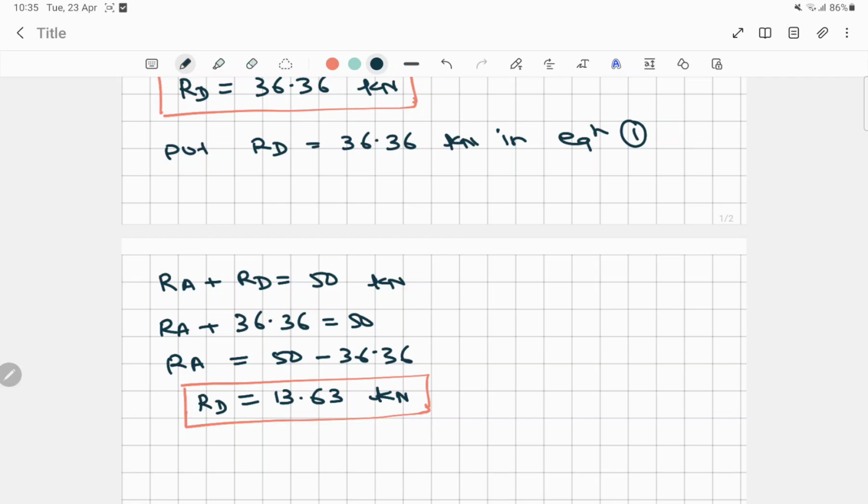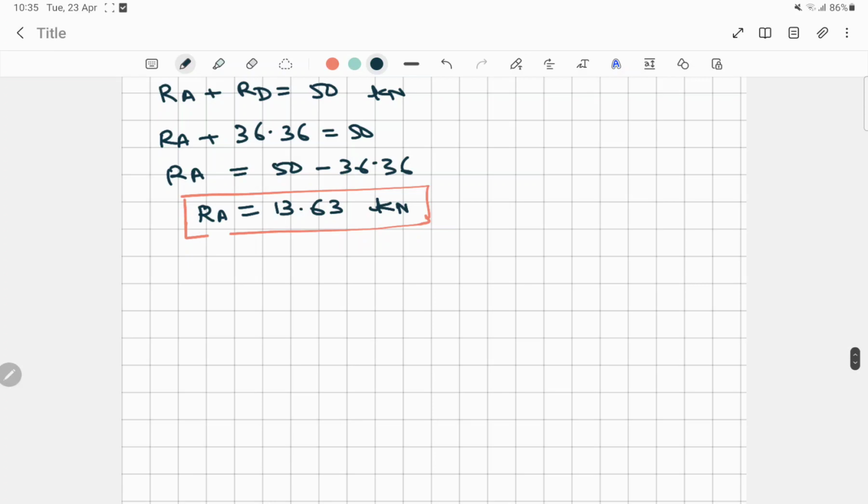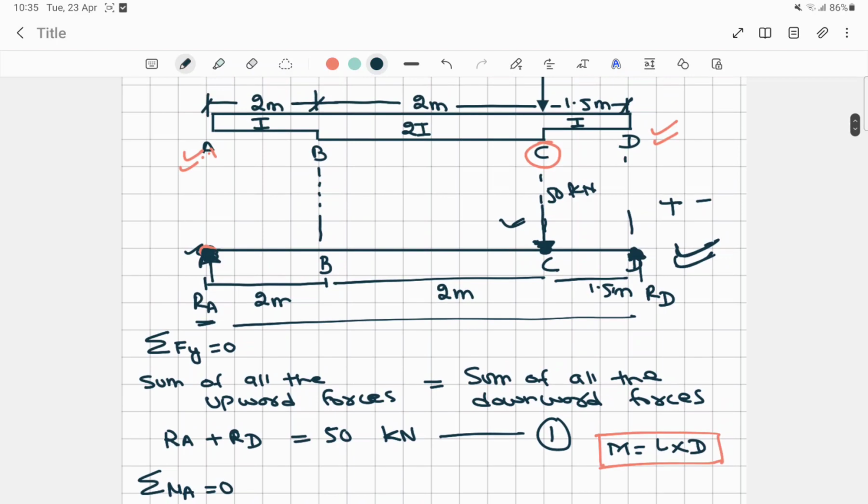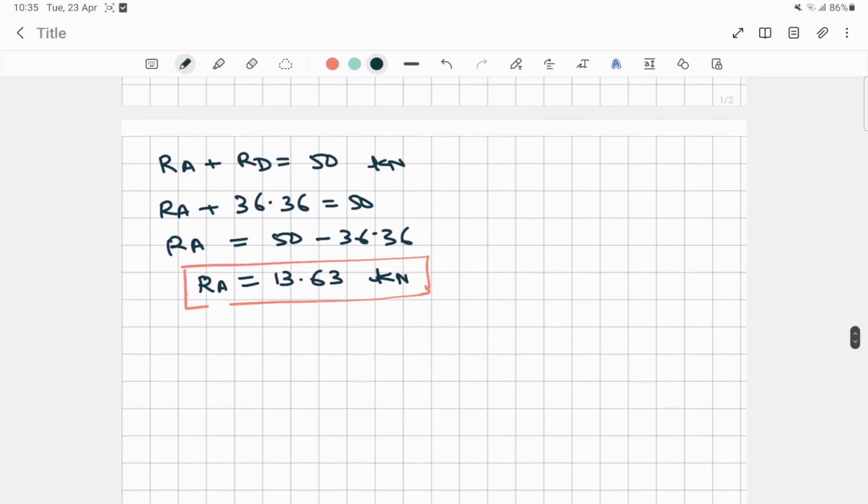Now, sorry, this is RA. Now we have to find the bending moment at B and C. Okay, so I'll draw the diagram here. It was like this. Again, this one was like this. This was the question, right? Why is it coming like this?